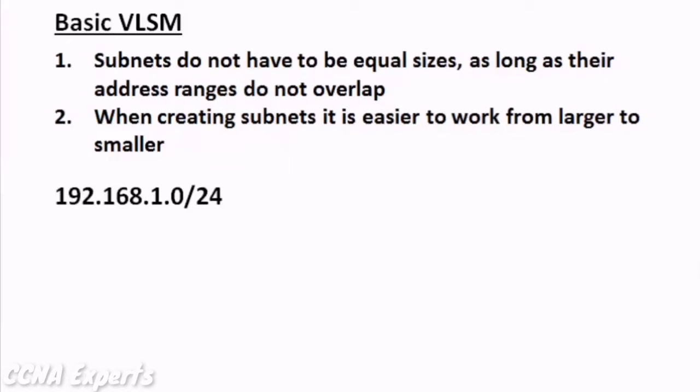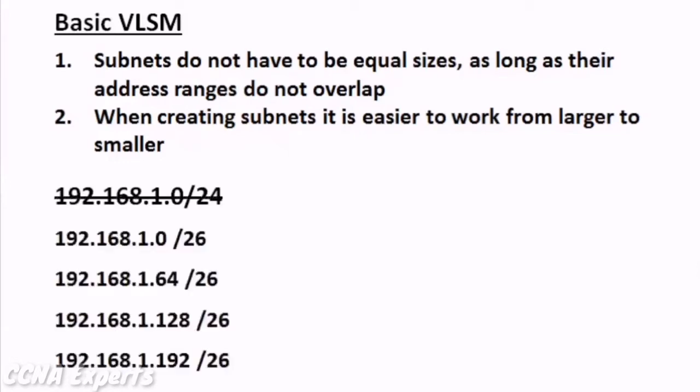2. When creating subnets, it is easier to work from larger to smaller subnets. So for example, I have the 192.168.1.0/24 network. I subnet the network into 4 subnets with /26 subnet masks. So the subnets go up by 64. I now have 4 equal-sized subnets.